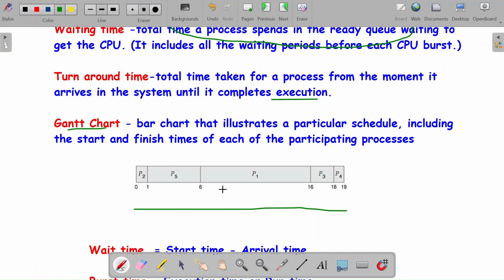So here 0, 1, 6, 16, 18, 19 are time slots. Normally it will be in milliseconds. So from 0 to 1, the process P2 is allocated. At time 1, P2 is context switched to the ready state and P5 is allocated the CPU, that is, the running state. So if a process is mentioned in the Gantt chart, that means the process is currently in the running state. That is, it got the CPU burst. So here we have the time domain representation of how the processes are scheduled. It is an important visual representation of the concept.